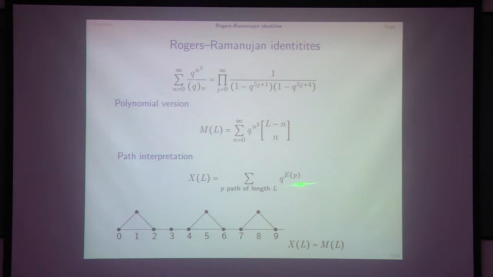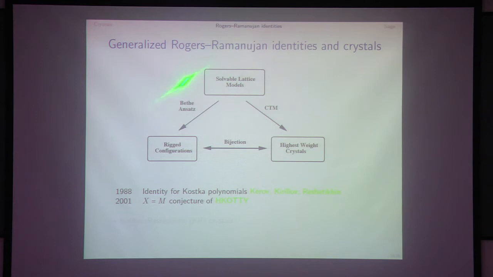So once you have that kind of viewpoint, you can generalize these identities, and you can start with other solvable lattice models, not just this line with the triangles. You can put more than one particle at a point or have different representations at each point, right? So this would be a different lattice model. Then if you do the Bethe ansatz, you get something called rigged configurations, and they give you precisely the left-hand side, the fermionic side of the Rogers-Ramanujan identities.